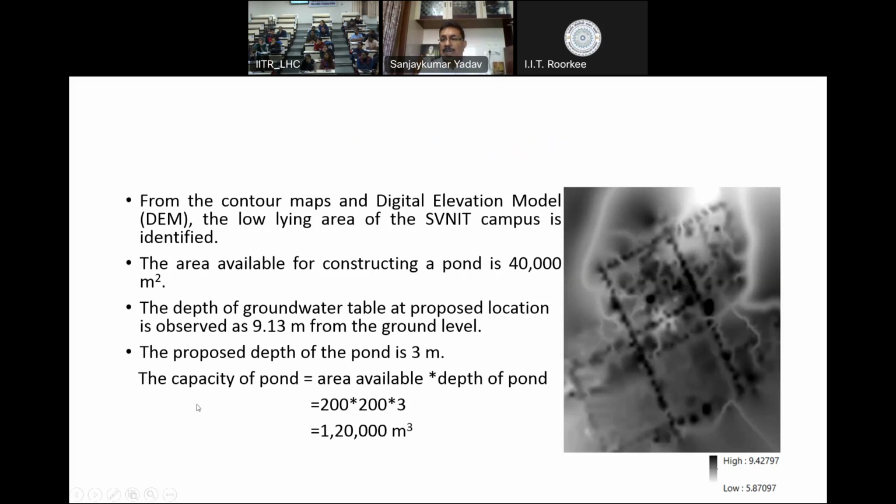Therefore, this is very important for us as engineers: whenever somebody comes to you and asks, sir, we want to go for a recharge structure or we want to do rainwater harvesting, you should check in an engineering, scientific way whether it is possible to construct a pond there or not. Sometime back I got a call from IIT Jodhpur, and the dean planning and development wanted to construct a recharge pond in the IIT Jodhpur campus.